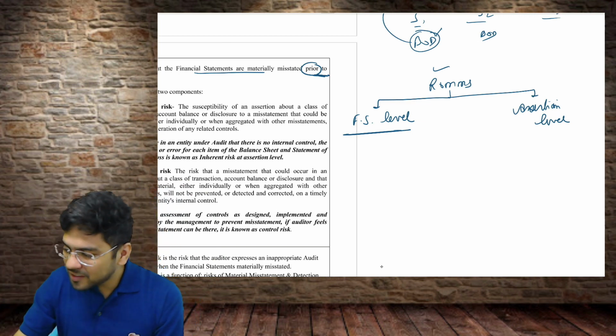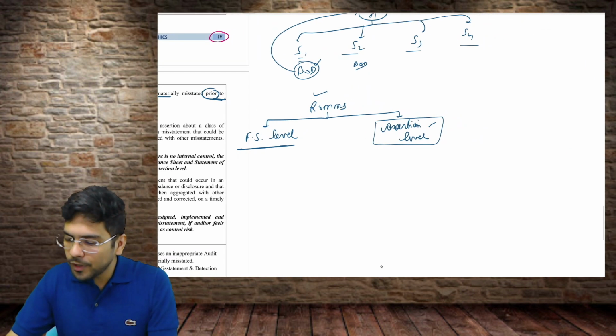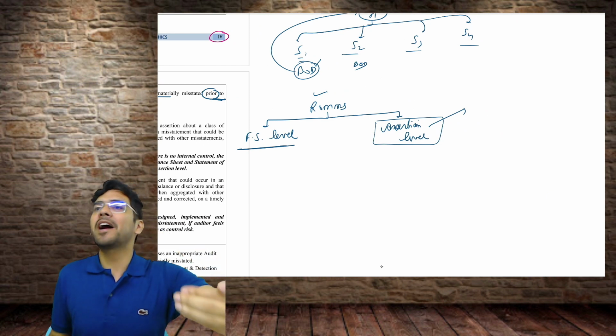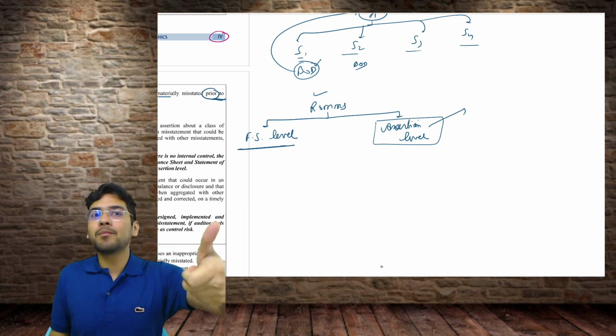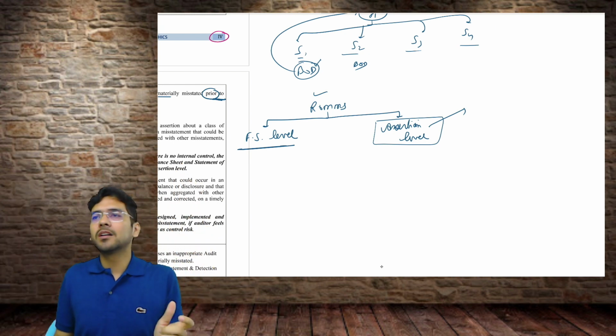Now, when I say risk of material misstatement at the assertion level, let's first try and understand the meaning of the word assertion. Assertion simply means the facts given by the management, stated by the management in the financial statement. What is assertion? Facts. Okay.